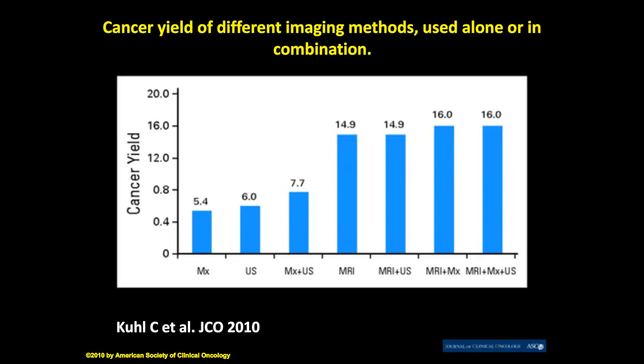Similar numbers were generated in the EVA trial, which Dr. Kuhl et al. published in 2010, almost identical. Here you can see, using mammo plus ultrasound, a detection rate of 8 per 1,000, but with MRI, 15 per 1,000, and adding in that mammogram or ultrasound in addition to the MRI didn't give much additional benefit.